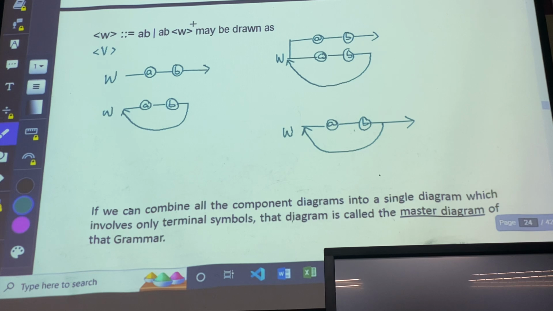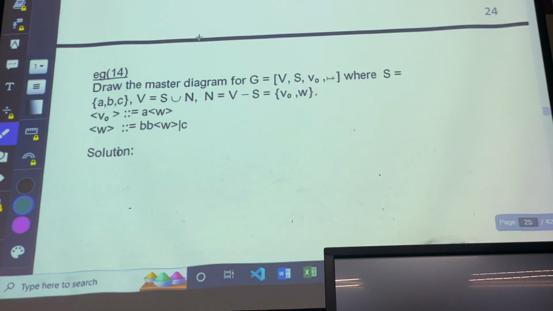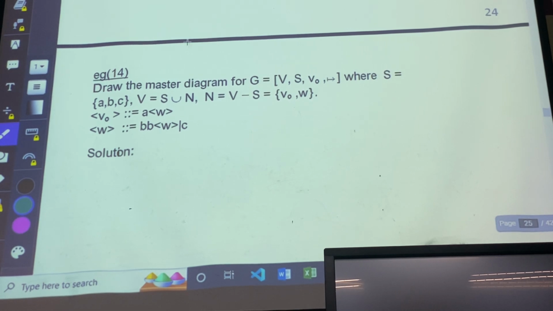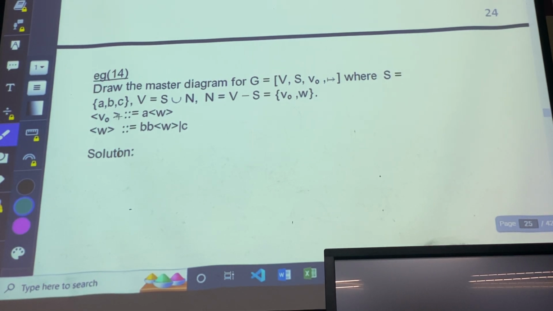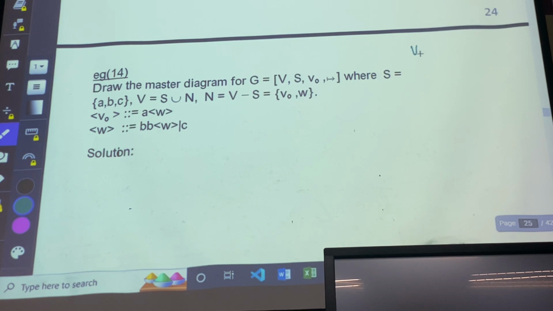Okay, so when you want to draw the master diagram, for example this, if you only draw the syntax diagram, you can have two syntax diagram. One is for V0, one is for W, right? So let's say we draw the syntax diagram first. V0, I can substitute with AW. This is first syntax diagram. Second syntax diagram, I can substitute with BBW.